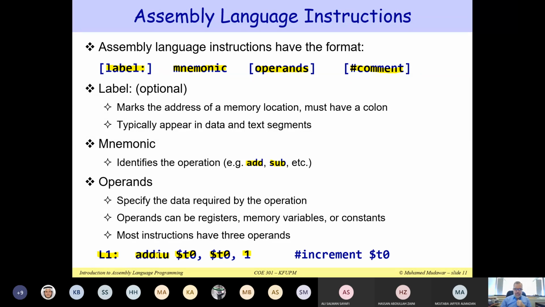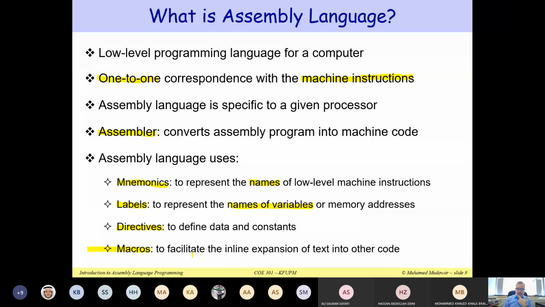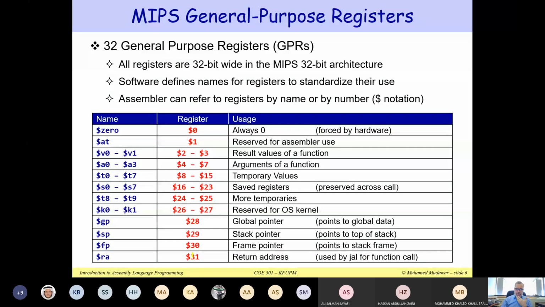That's actually the syntax of a label. Add IU, add immediate unsigned. That's actually add IU. This is the mnemonic. And then we have here T0, T0, 1. These are 3 operands. So what we would like to do is add register T0 plus 1 and store the result in T0. So T0 is a temporary register. If we just go back here to the list of registers, T0 is nothing but register number 8 in the hardware. So register number 8 in the hardware is T0.